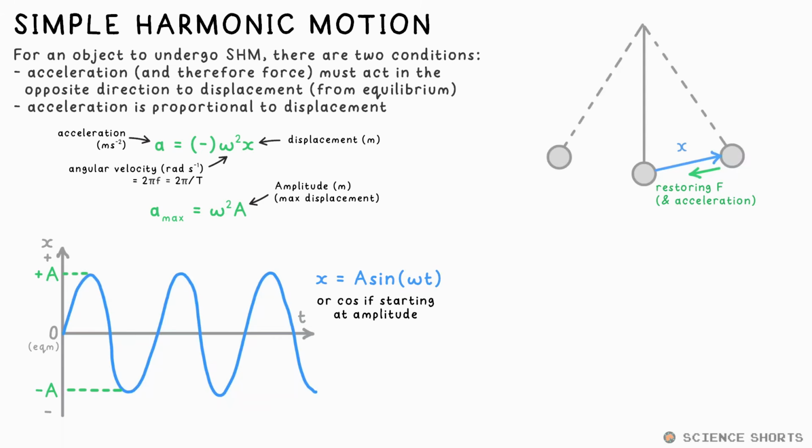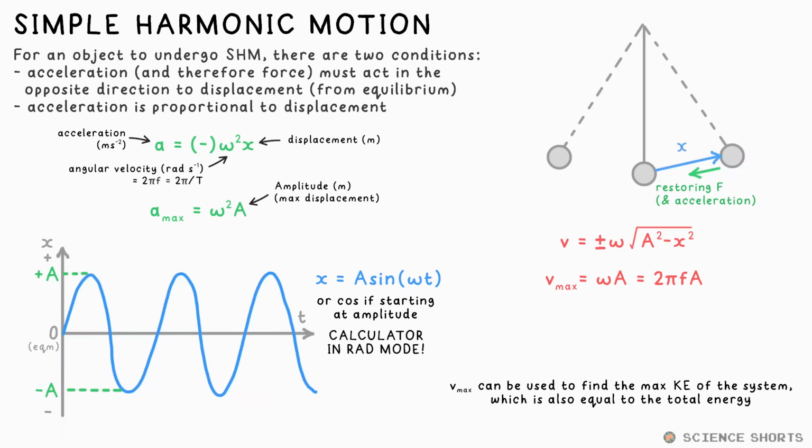At any given time, the displacement is equal to a fraction of the amplitude. This fraction is given by sine or cos omega t. Be careful when using sine or cos with any periodic motion like circular or SHM, because your calculator must be in radian mode. The full equation for velocity at any point is this. Luckily, it's fairly unlikely you'll have to use this, as more often than not, we're just concerned with the maximum velocity, which has to be at equilibrium. That's where x equals 0. So that means v max equals omega A, or 2 pi f A. This is an important equation because it allows us to find the maximum kinetic energy if we use this speed in half mv squared, and the maximum kinetic energy is equal to the total energy of the system.